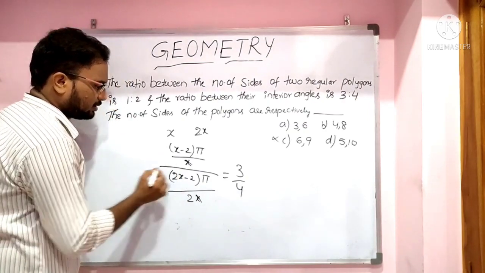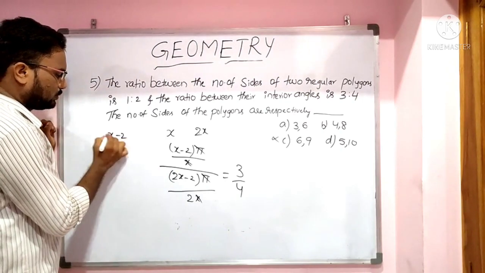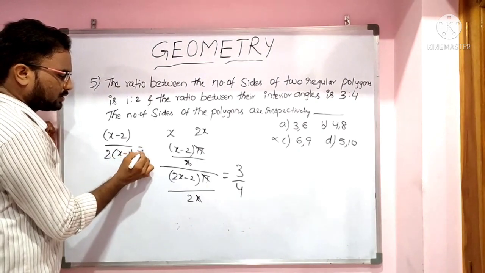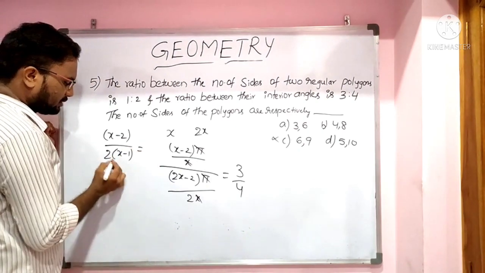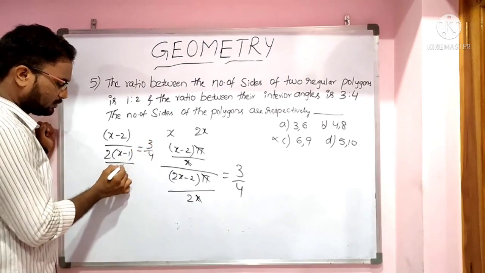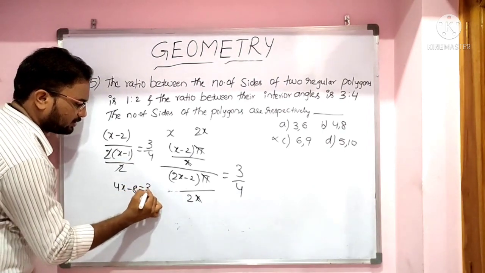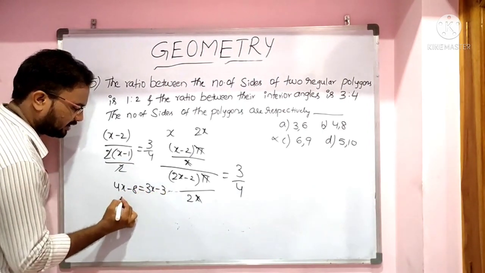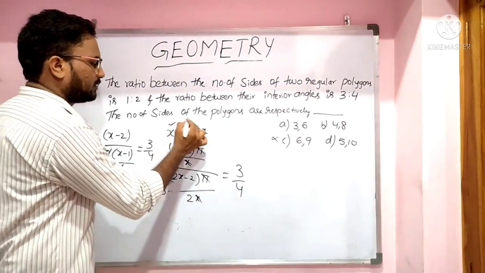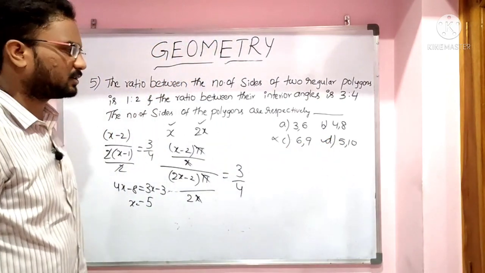Here x cancels and pi cancels. So x minus 2 by, if you take 2 as common, 2 into x minus 1, equal to 3 by 4. So 2 cancels. So 4x minus 8 equal to 3x minus 3. So 4x minus 3x, x equal to 8 minus 3, 5. So x equal to 5. So this is 5, then this will be 10. So the answer is 5, 10.